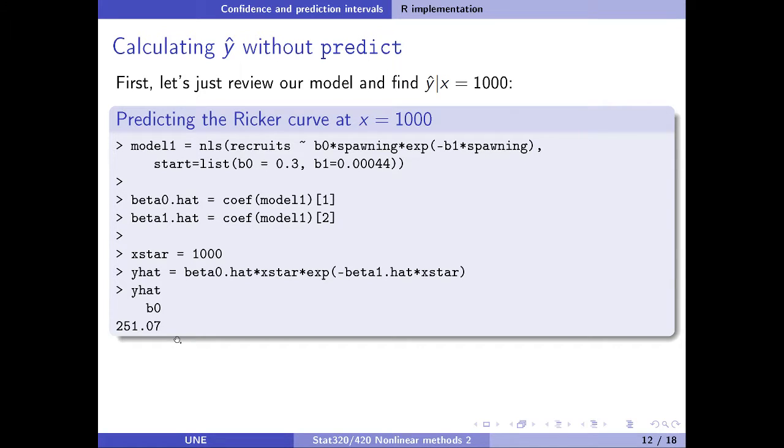Now often when we multiply things, particularly when we've extracted them from something like a model function, there's some label that comes along that's attached. In this formula, the first thing that R sees is beta 0 hat. Beta 0 hat has a label called B0, and R is just trying to help us out and guess what we might want as a label. But that's really meaningless in this case. But we do care about the 251.07. That's our best guess for the expected value of y when x equals 1000.